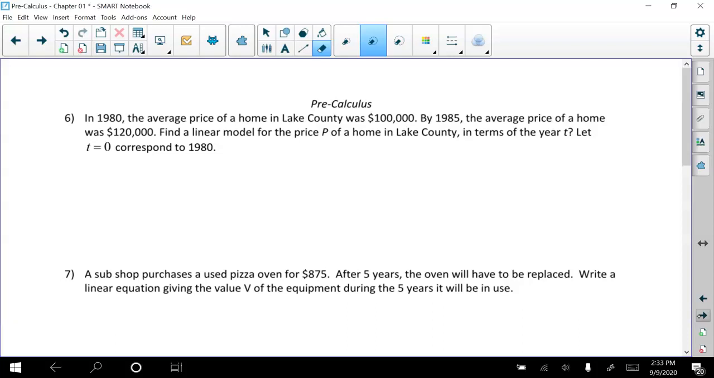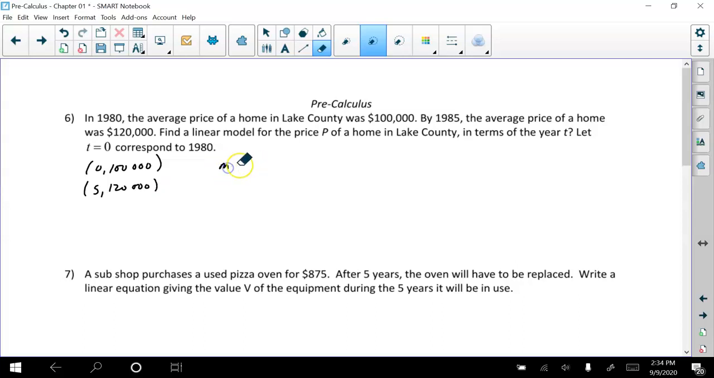Once again, 1980, average price was 100,000. 1985, the average price was 120,000. Write the linear model for the price P in terms of the year T. And they're telling us right here that T equals 0 is the year 1980. So 1980 is year 0. So we can write an ordered pair, 0, 100,000. Our variables are already defined, so that's why we don't have to do it. 1985 would be year 5, and that's 120,000. There's our 2 points.